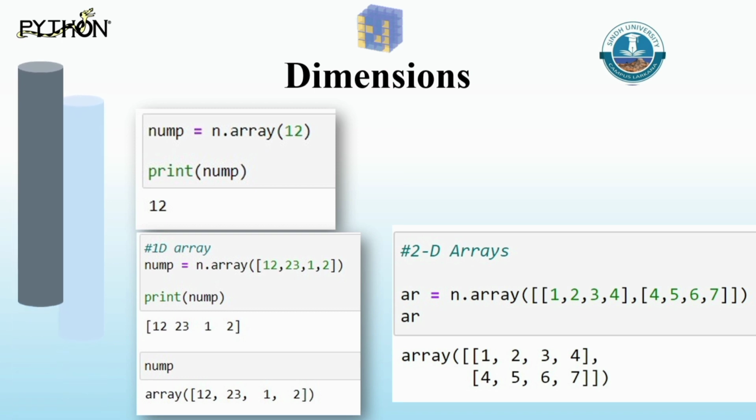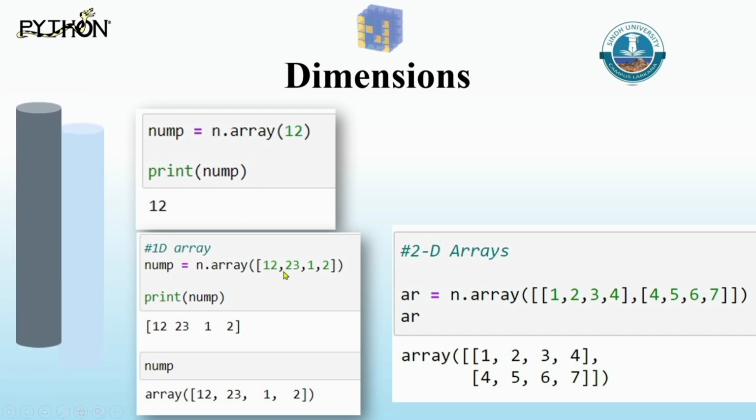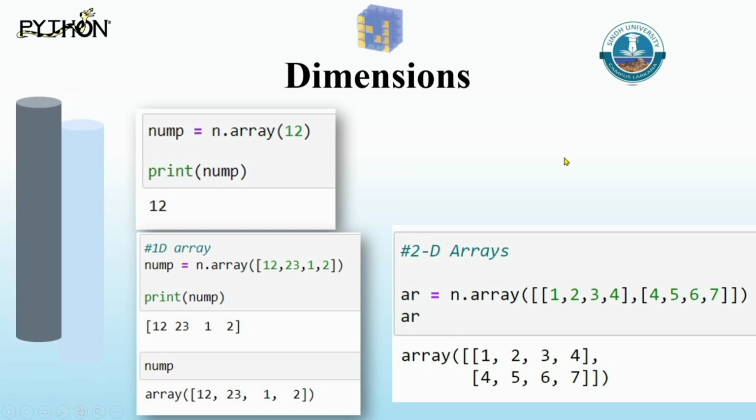So here we have num equals n.array(12), and it means I have created an array that contains only a single element. So 12 is an element that is stored in the num variable. After printing it out, we have 12 there. It means it has no direction, so it is a 0D array. Then we have a 1D array, n.array, and there is a single row: 12, 23, 1 and 2. So this is one direction, a unidirectional array. After printing it out, we have an array that has only one row, and we can print it in two ways, using the print keyword and without using the print keyword.